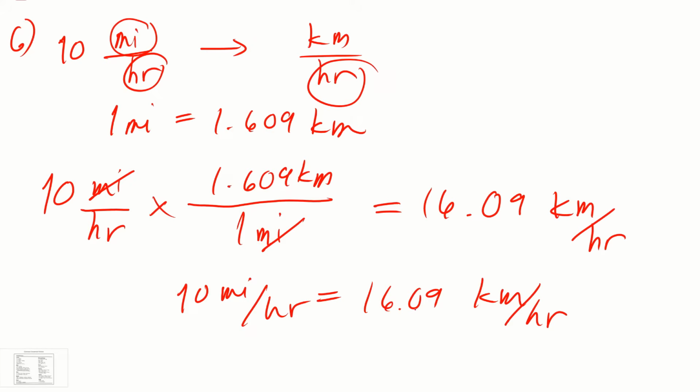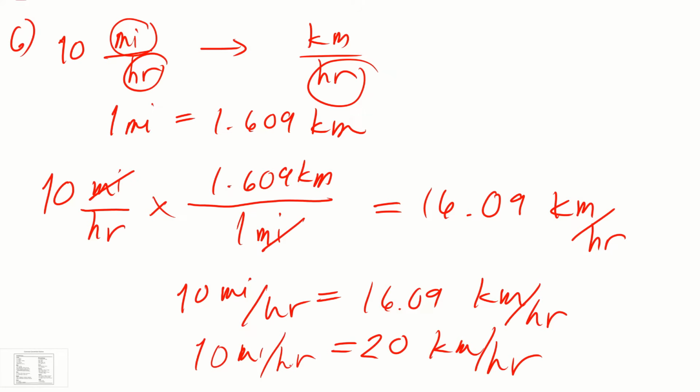So if you would like to express this into the correct number of significant figures, then you need to round this off, para makuha mo yung isang sig fig lang dito. So 10 miles per hour is equal to, ayan, since 6 to, i-round natin pataas. So 20 kilometers per hour. So that is the equivalent in correct number of significant figures. Pero yung sagot exactly doon sa problem natin, ito yung exact value. Kapag rinound off to correct number of significant figures, we have here 20 kilometers per hour.